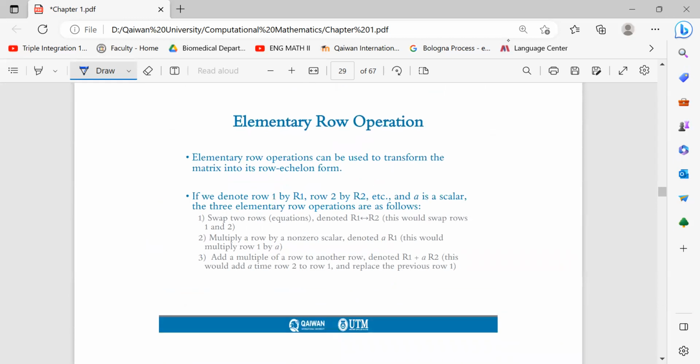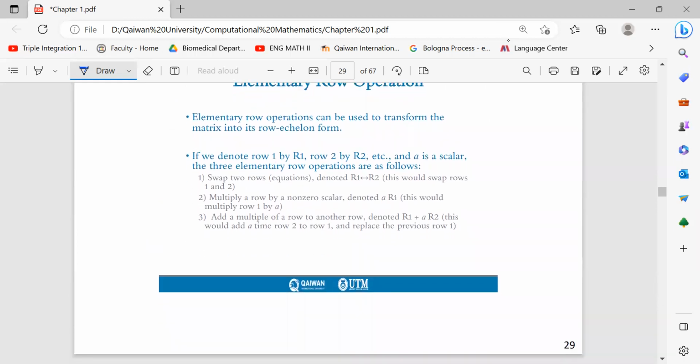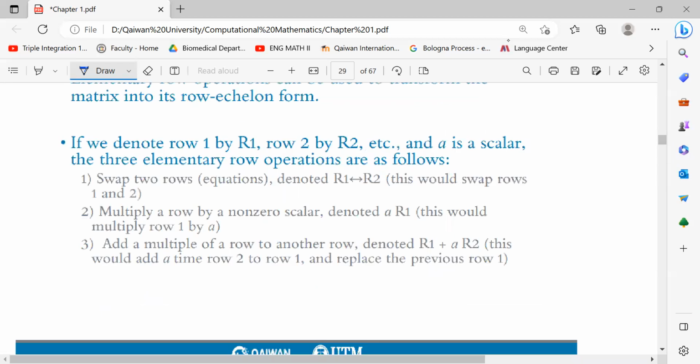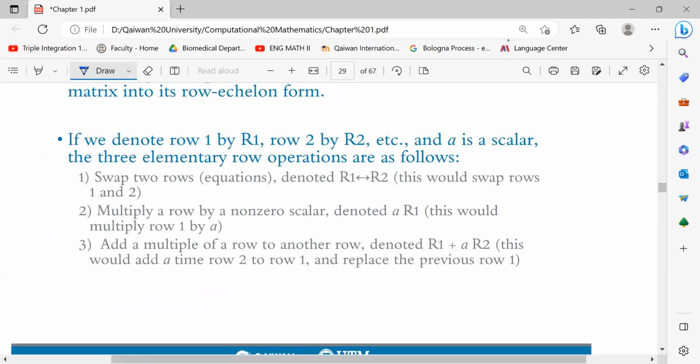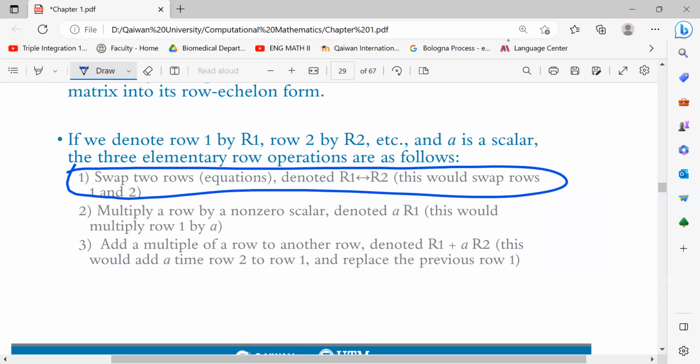We now have elementary row operations. Here we have 3 operations that we do on the rows to convert a matrix to reduced row echelon form. Okay? First, we can swap 2 rows. We can interchange 2 rows.